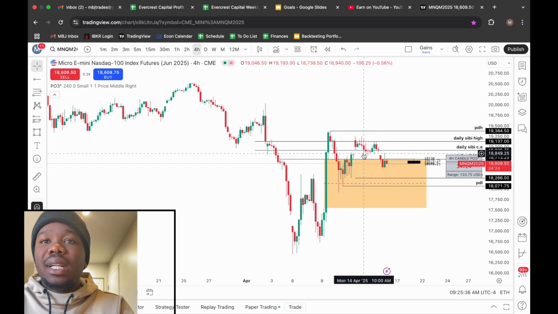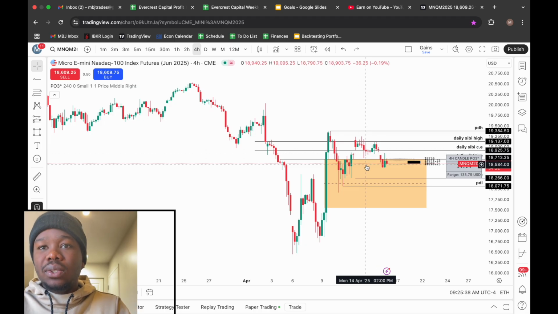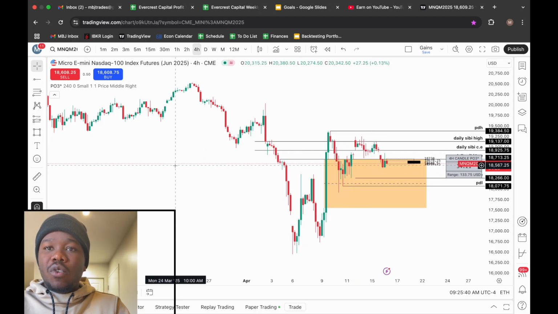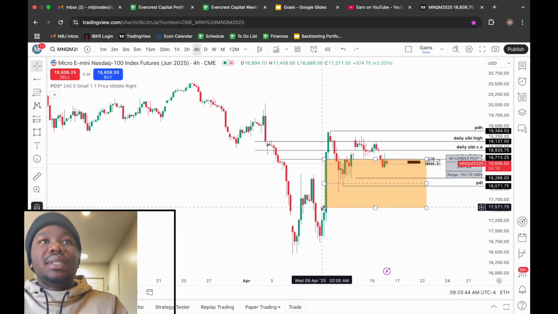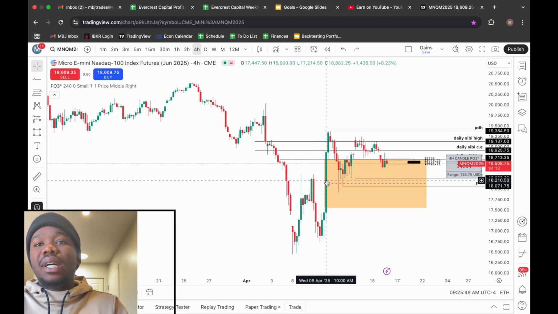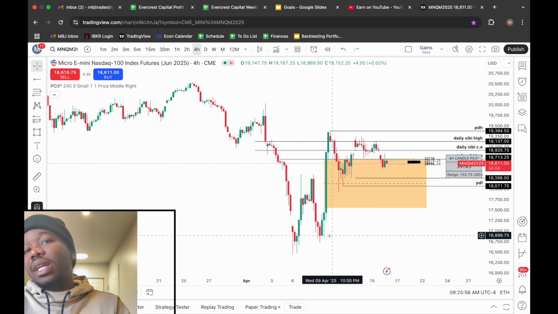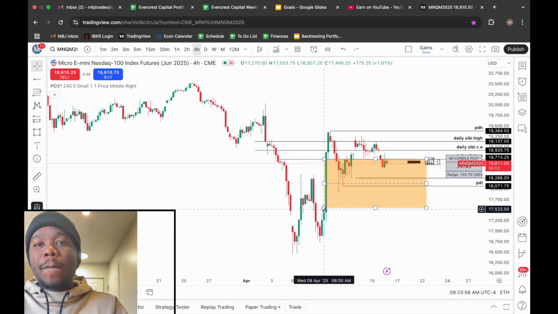One thing I want to point out to you guys is that I want to view this as a balanced price range on the daily. If price got down here, I would expect it to go lower. Here's why I'm viewing it this way: we have sell side delivery here and buy side here, so there's no reason to go back down.